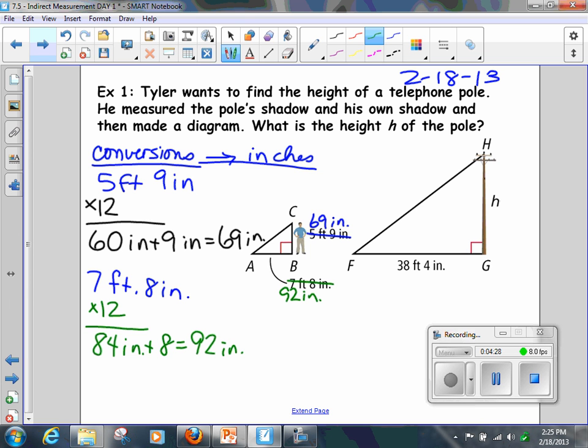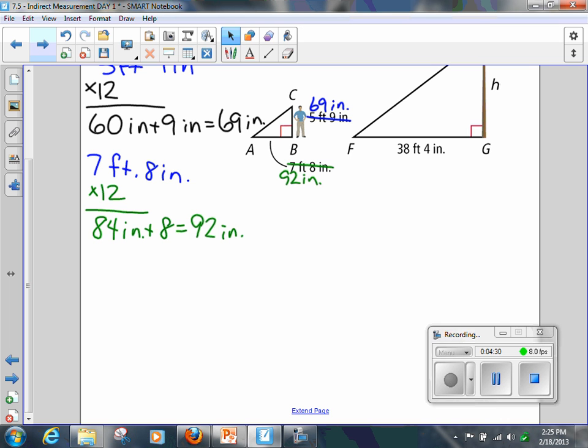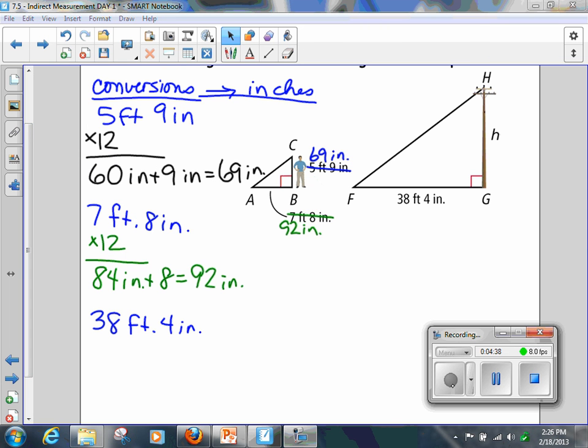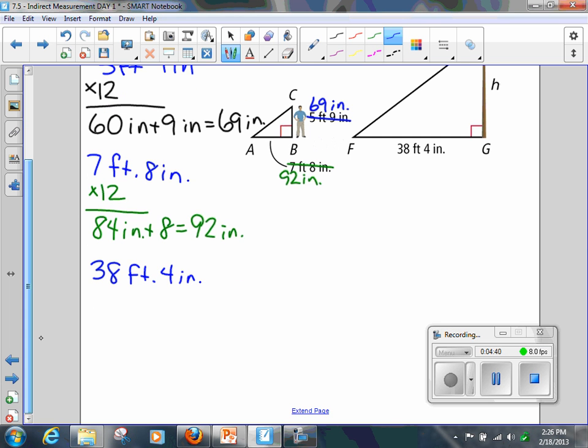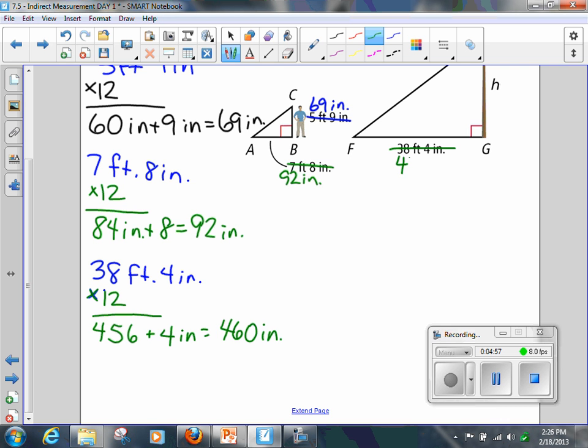And then, of course, we have to go with the other one. This one's going to be a big number. What's 38 times 12? 456 plus 4, which is 460 inches, yes? We have a bunch of interruptions. 460 inches, yes? Okay.